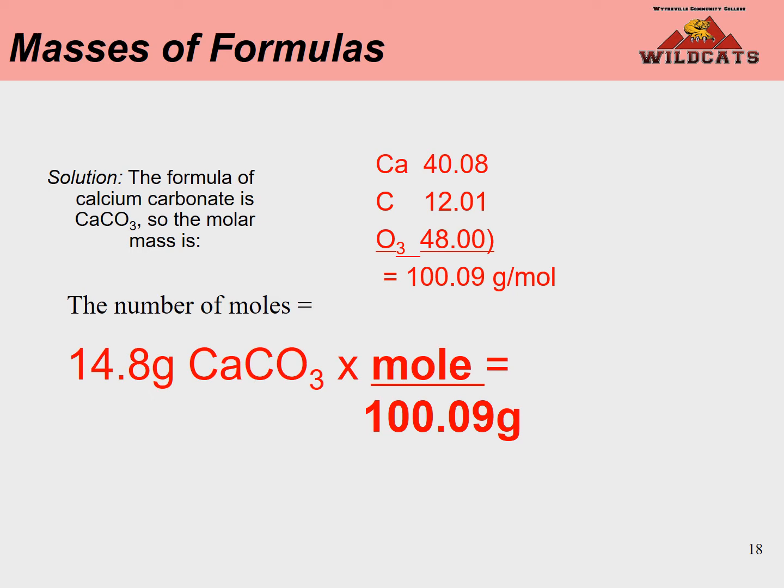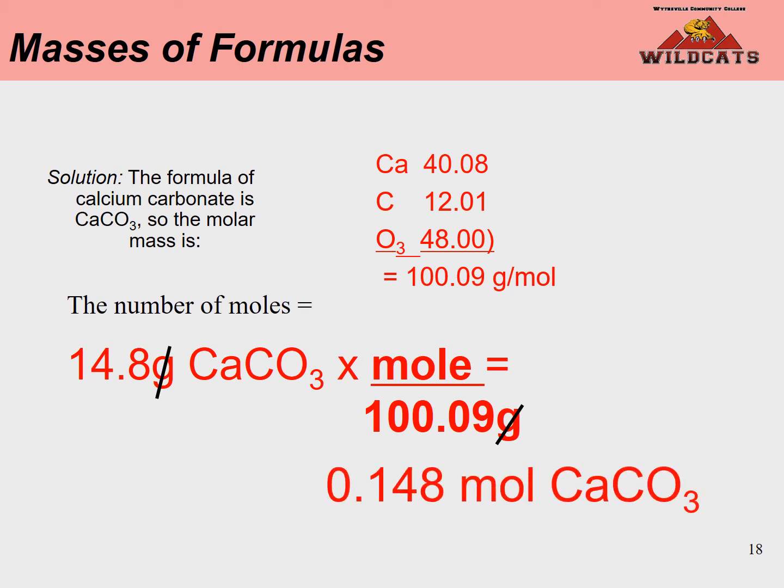We started out with 18 grams of calcium carbonate. See, this is very similar to what we were doing just a couple slides ago, except instead of a single element, we use a group of elements in a compound. And we should end up with the grams canceling out, and we should end up with 0.148 moles of calcium carbonate. Again, 3 significant figures because of the 14.8.